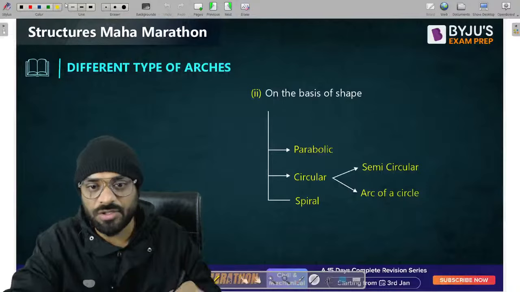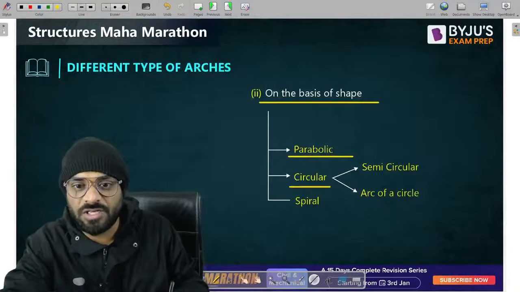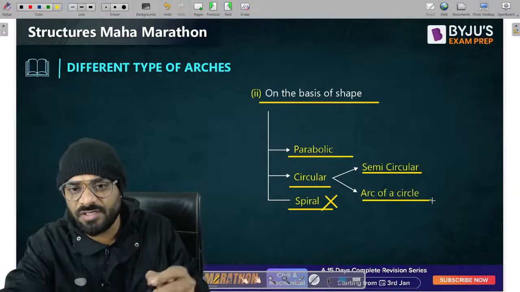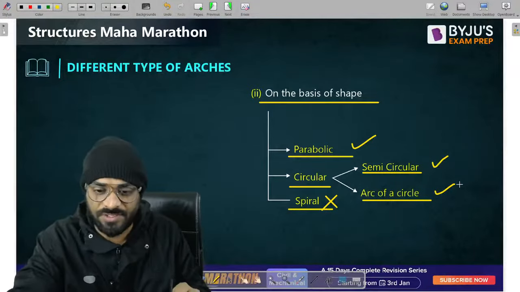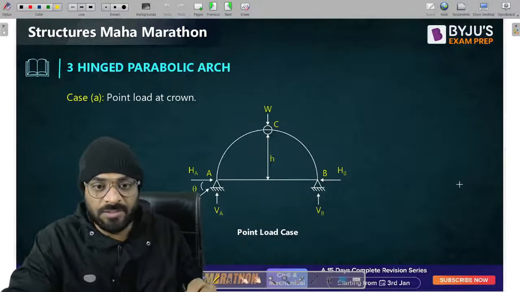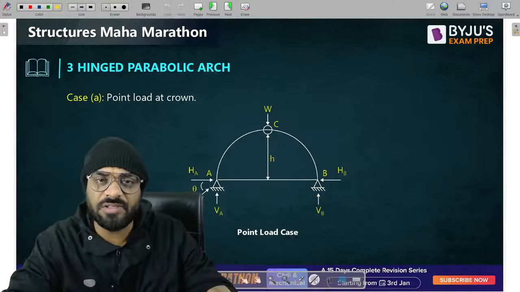Now if you talk about it on the basis of shape, then we have the parabolic arch, circular arch, and spiral arch. Spiral arch is not in our syllabus. Semicircular arch or arc of a circle can be asked in the GATE examination: parabolic, semicircular, and arc of a circle. Okay. Now guys, let's understand certain cases over here, and in detail we will try to solve them also.